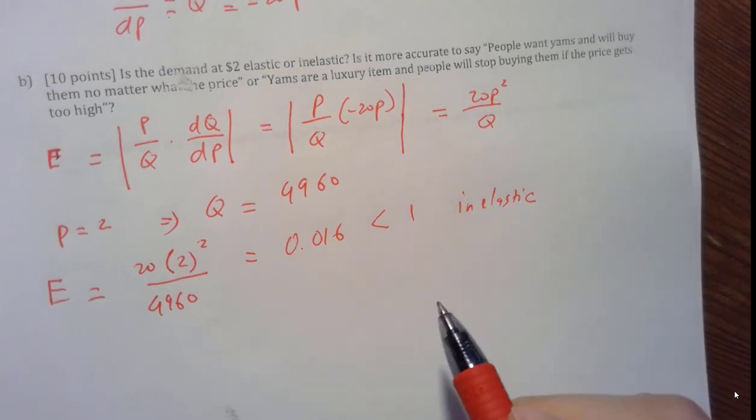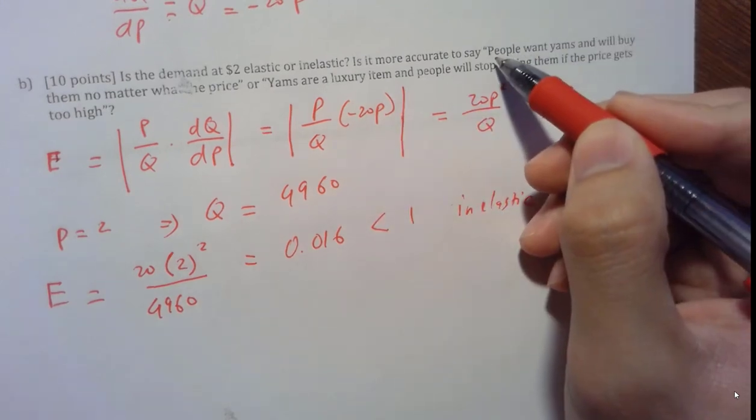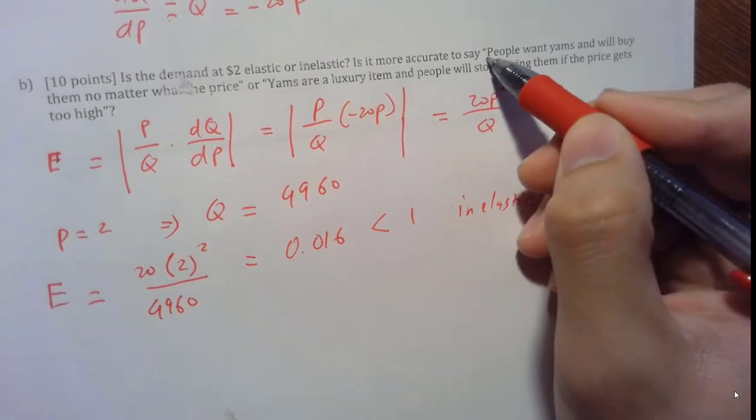So if this is inelastic, then people want yams and they will buy them no matter what the price is. That means the first statement should be correct, right? The first one.